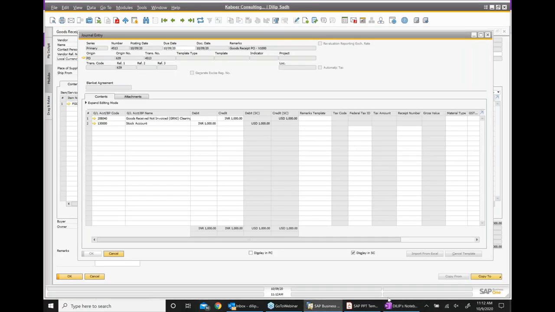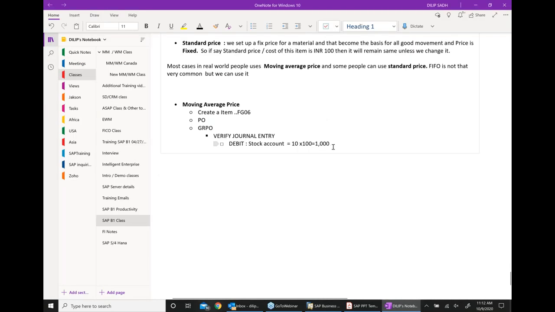It has been debited for $1,000. And there is a clearing account. There is always a debit and there is also a corresponding credit. So here we have a clearing account. The clearing account is primarily for the clearing. That is what we see here.